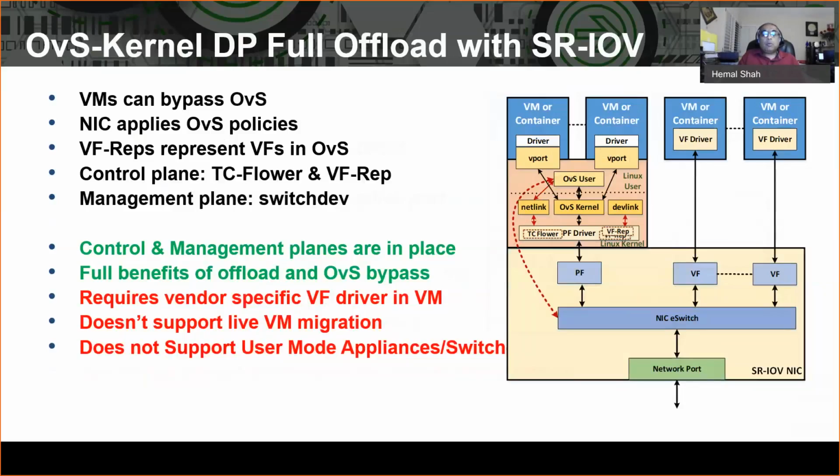This model also realizes full benefits of offload and OVS bypass, but it does require a vendor-specific VF driver in the VM. It also doesn't support live VM migration. And because the infrastructure for the control plane resides in the kernel, it's based on the kernel data path. If you are using user mode appliances where you want to have your switches reside there, this model is not applicable for those environments. So that's the OVS kernel data path full offload model with SR-IOV.